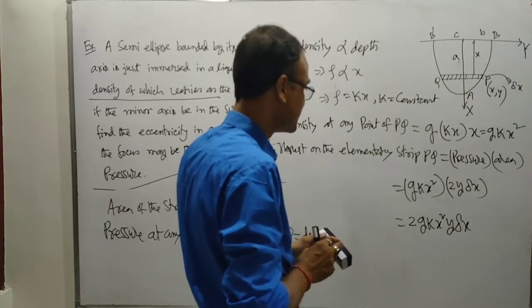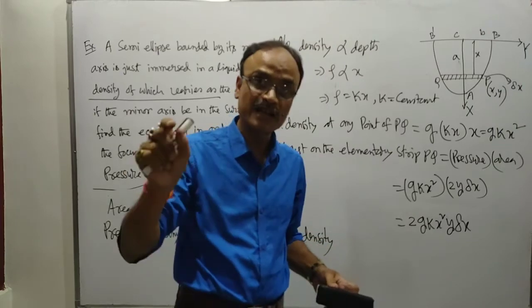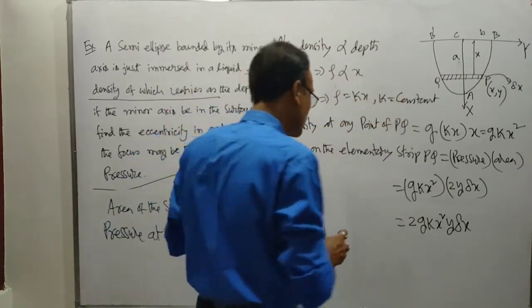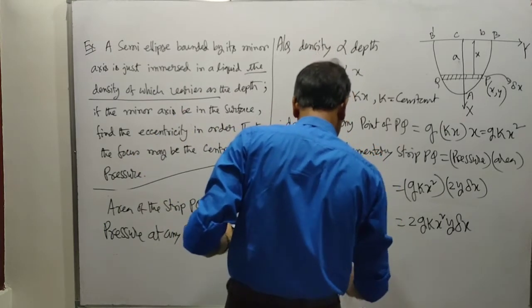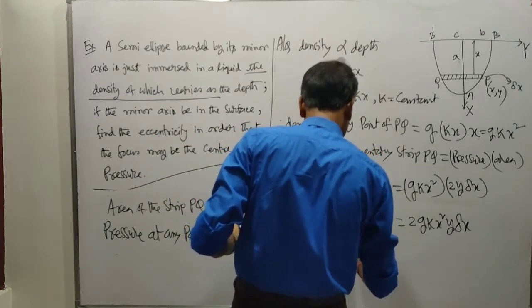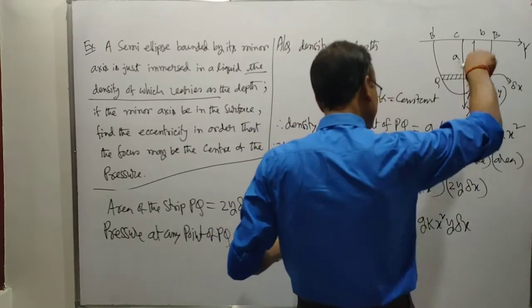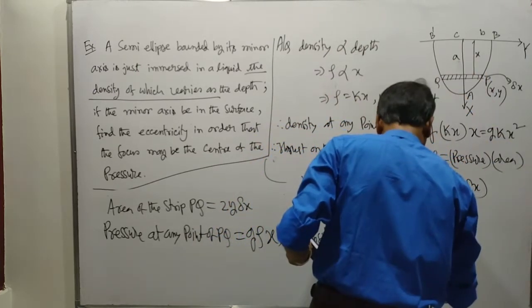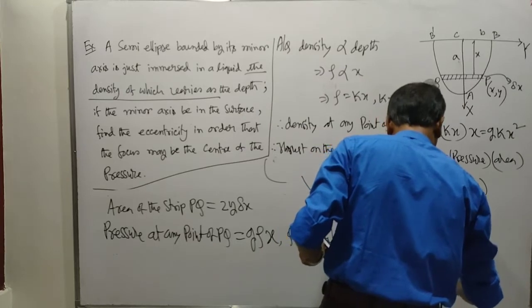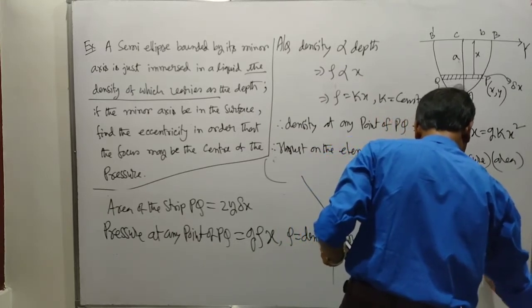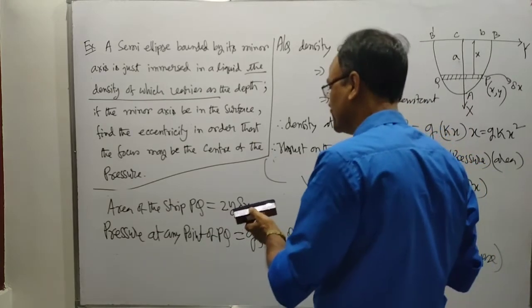Thrust on the elementary strip. Therefore, thrust on the whole area. Thrust on the whole area means semi-ellipse.